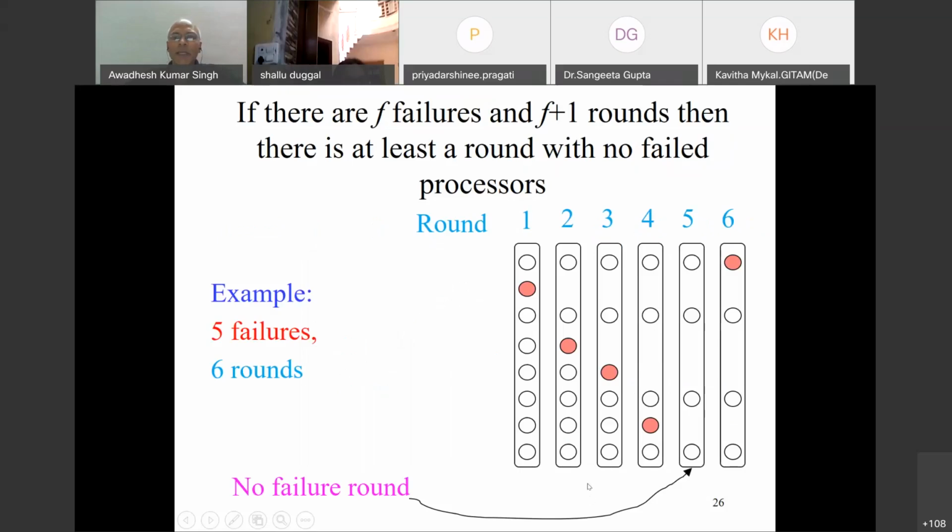We can take this example: say there are 5 failures, then it has to be executed for 6 rounds. Out of these, there is a round where there is no failure. Now you may argue that if we can have consensus in the 5th round itself, then why are we executing the 6th round? The point is that we do not know in which round there will be no failure, because we are assuming that there is at least one failure in every round. Total there are F failures. This no-failure round could be here, here, here, or it could be the last round. But if you execute the algorithm for F plus 1 rounds, you will have at least one round which is failure free. So that's why eventually we will have the decision.